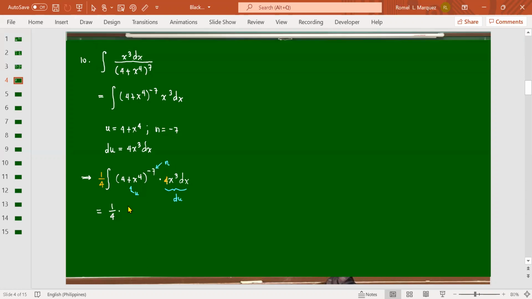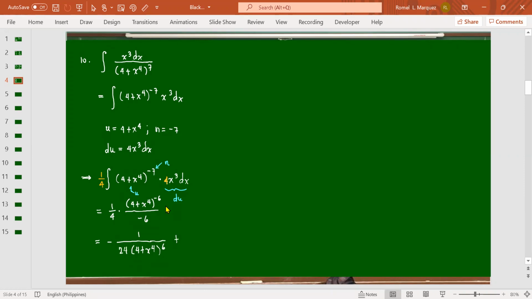If the sum is integral of u to the n du, what is the answer? Guys, u to the n plus 1. But what is u? (4 plus x to the 4th) raised to n plus 1, which is -6, over n plus 1, -6. So no more substitution that you're going to have, it will be a waste of time. So -6 becomes positive in the denominator, that's 6. So getting (4 plus x to the 4th) raised to 6, numerator is 1, negative, and the denominator has another factor, 24.